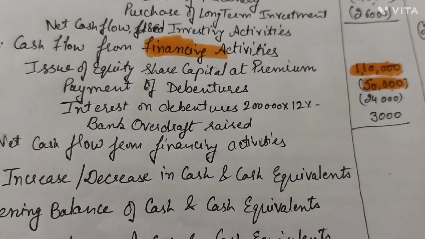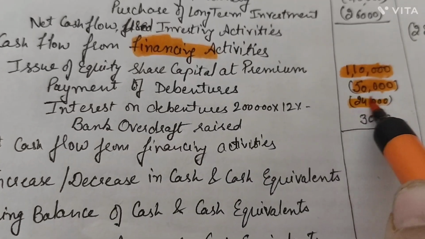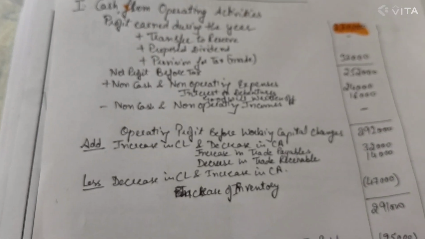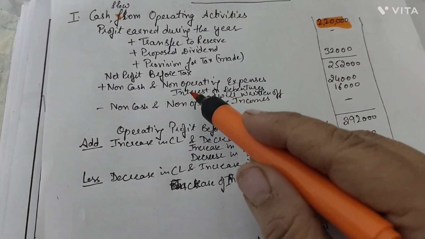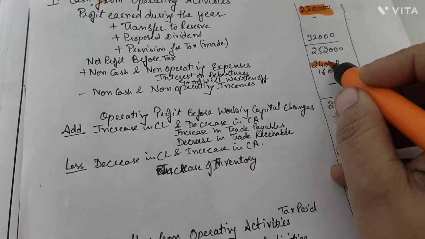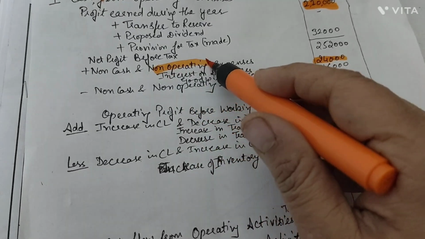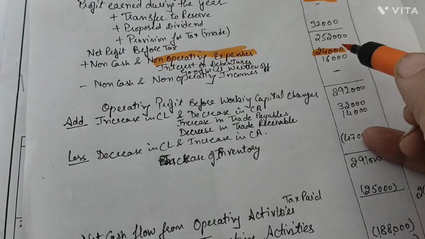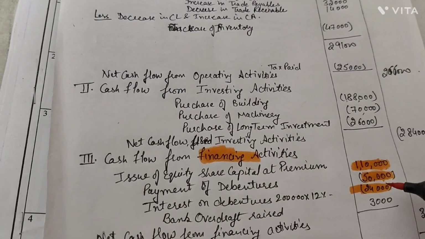So let's go to our cash flow statement. So interest on debentures is deducted in your financing activities, right? But added where? In your operating activities. So see over here, interest on debentures 24,000 we took over here. Why did we take it over here? Because it is a non-operating expense, rather it is an expense relating to your finance. So we add it up here but deduct it in the financing activities.